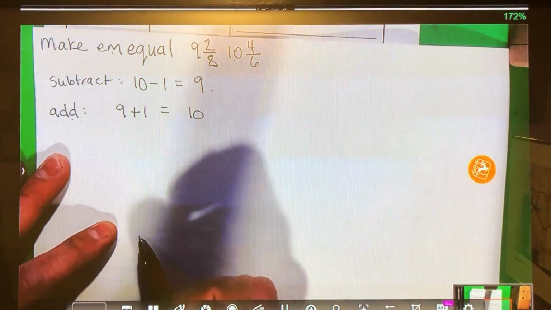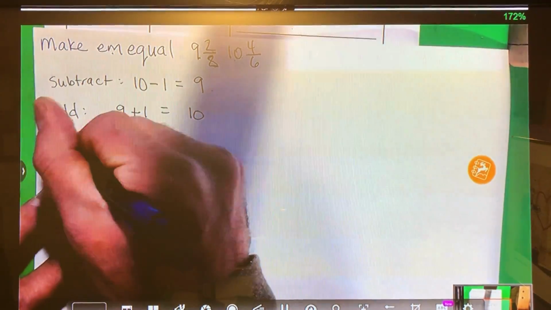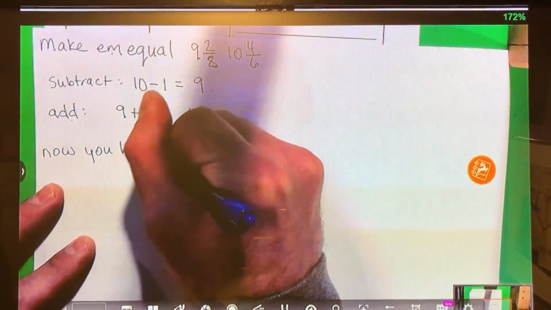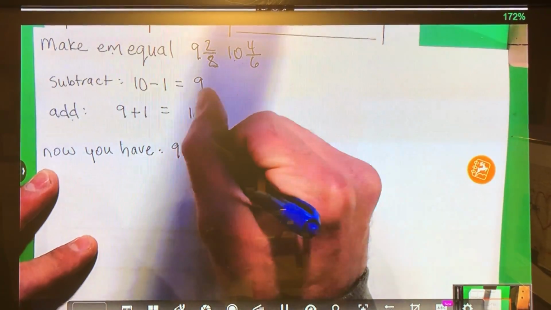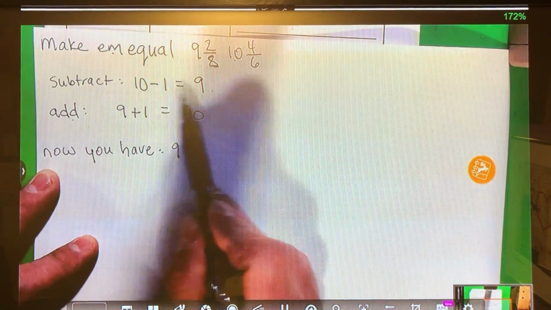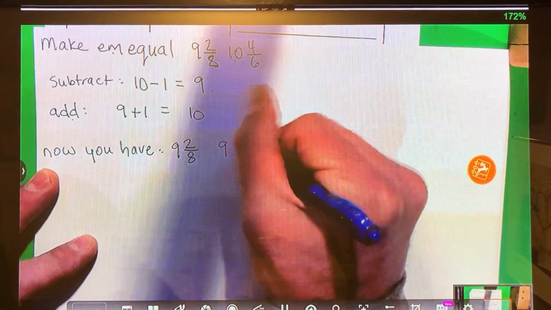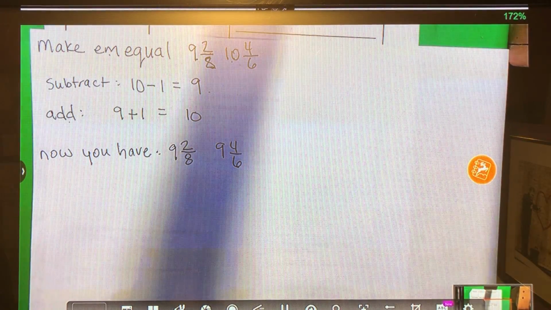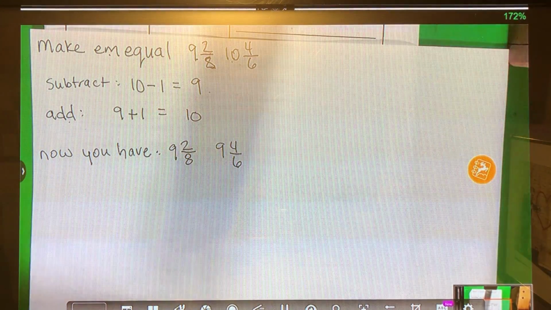Let's assume that we are going to keep 9, or now you have 9 and 2/8. And when we took our subtraction problem, how do we make 9 from 10? 10 minus 1. Now we have 9 and 4/6. Okay? So we're just playing around with the operations of mathematics here, in this case addition and subtraction.